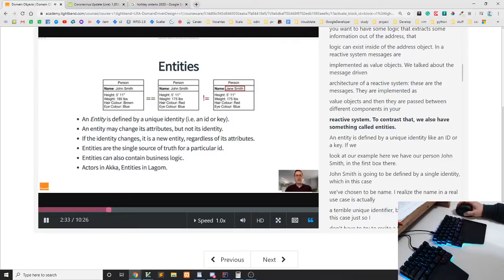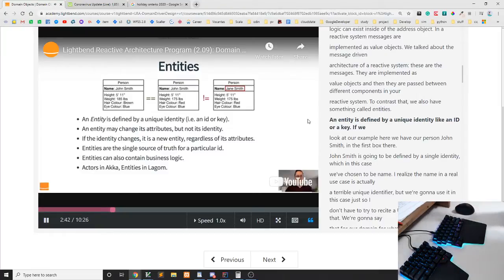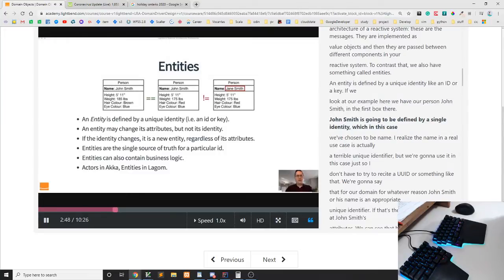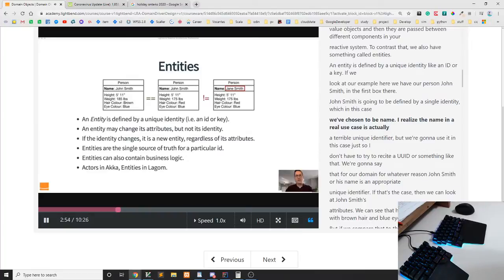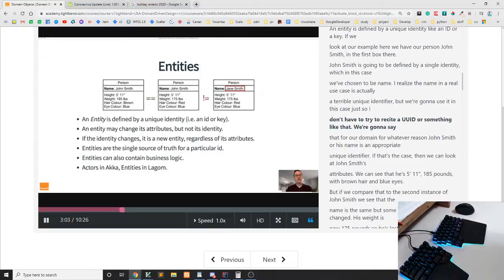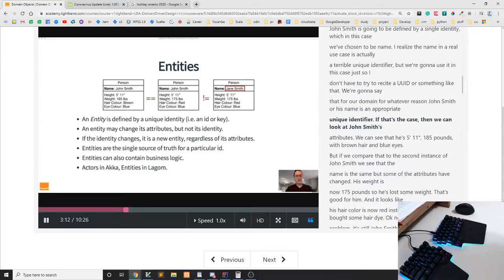Now, to contrast that, we also have something called entities. An entity is defined by a unique identity, like an ID or a key. So if we look at our example here, we have our person, John Smith, in the first box. John Smith is going to be defined by a single identity, which in this case we've chosen to be name. Now, I realize that name in a real use case is actually a terrible unique identifier, but we're going to use it in this case so I don't have to try to recite a UUID or something like that. So we're going to say that for our domain, for whatever reason, John Smith, or his name, is an appropriate unique identifier.